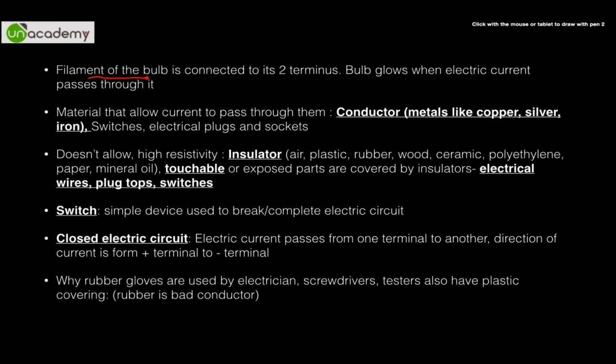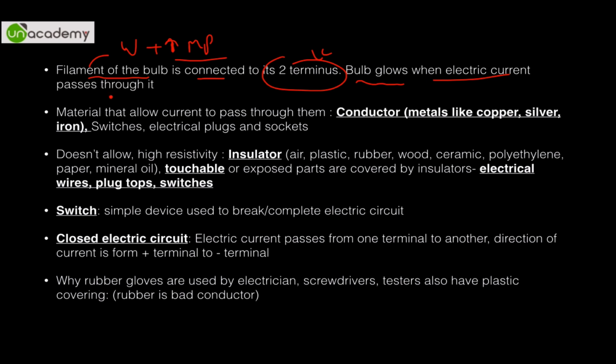Now the filament of the bulb is connected to its two terminals, as I have already told you. The filament, which is the part that glows, is made up of tungsten, which has the highest melting point of pure metals on this planet Earth. Now the bulb will glow when electric current passes through it. Is that understood? Now materials that allow current to pass through them are called conductors, which means electricity can pass through them, the circuit can be complete.